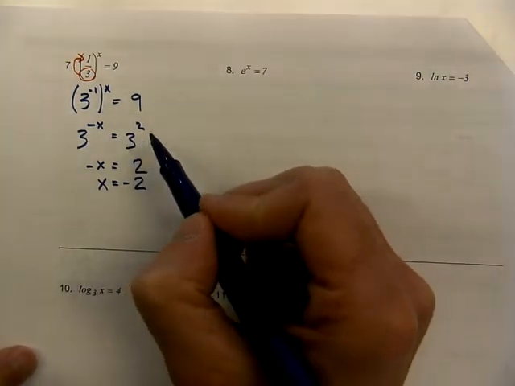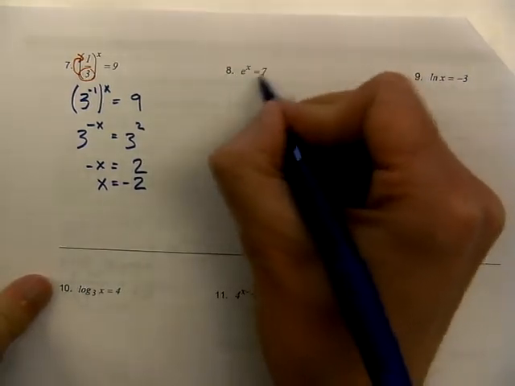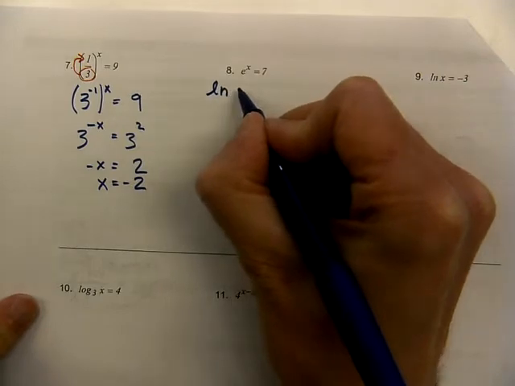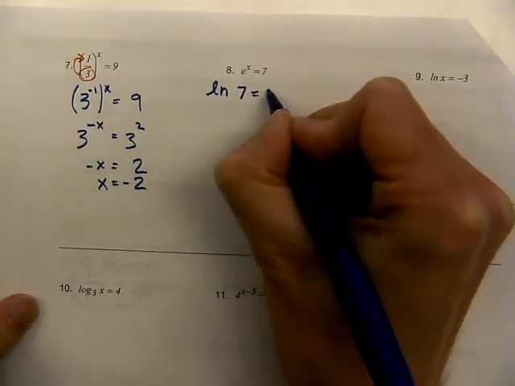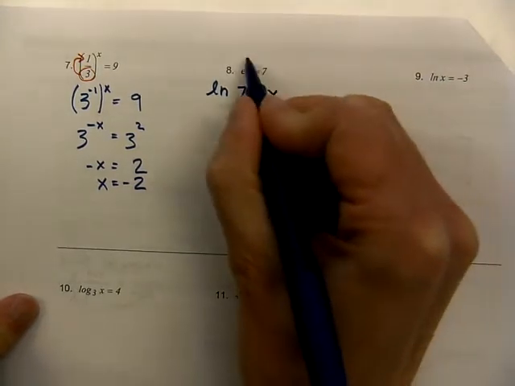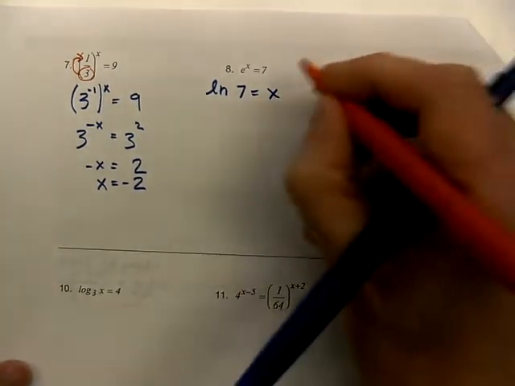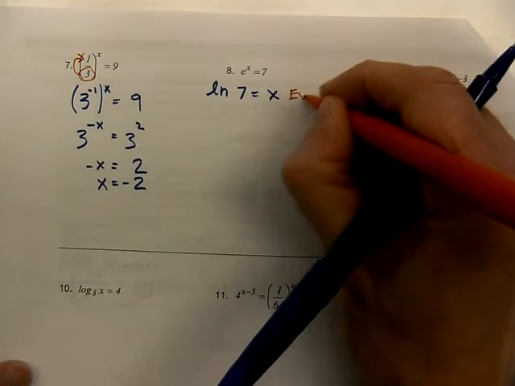So what do we do? We change the form. Turn this into a logarithm. With the base of e, that means we want the natural logarithm. Natural log of 7 equals x. So when you convert the form, look at that. It isolates the variable for us. And that's it. So notice this is the exact answer.